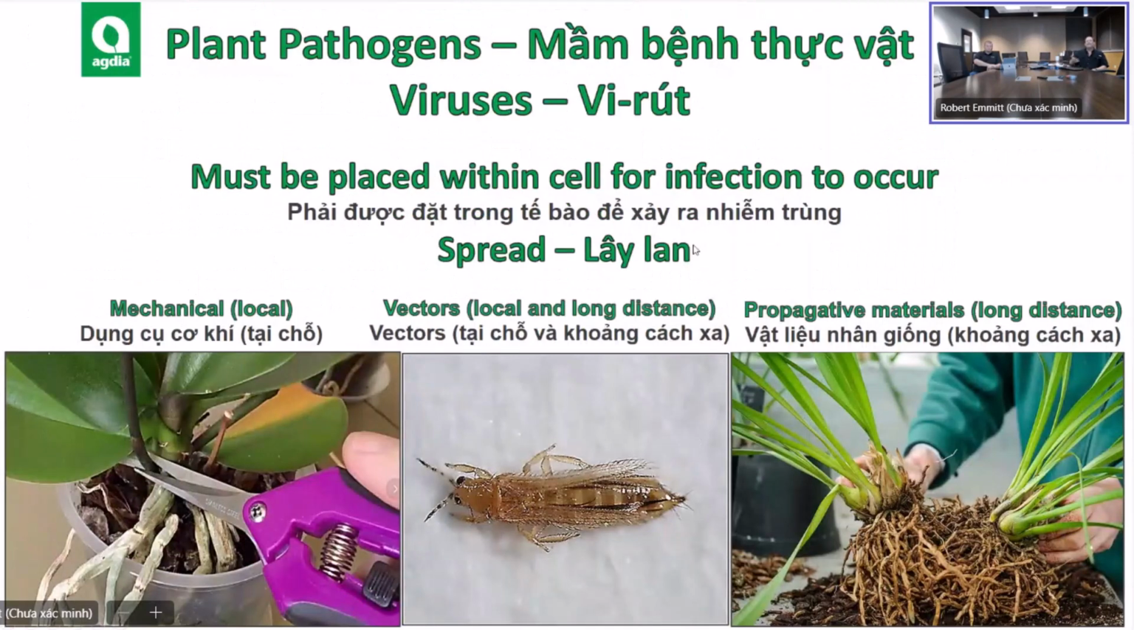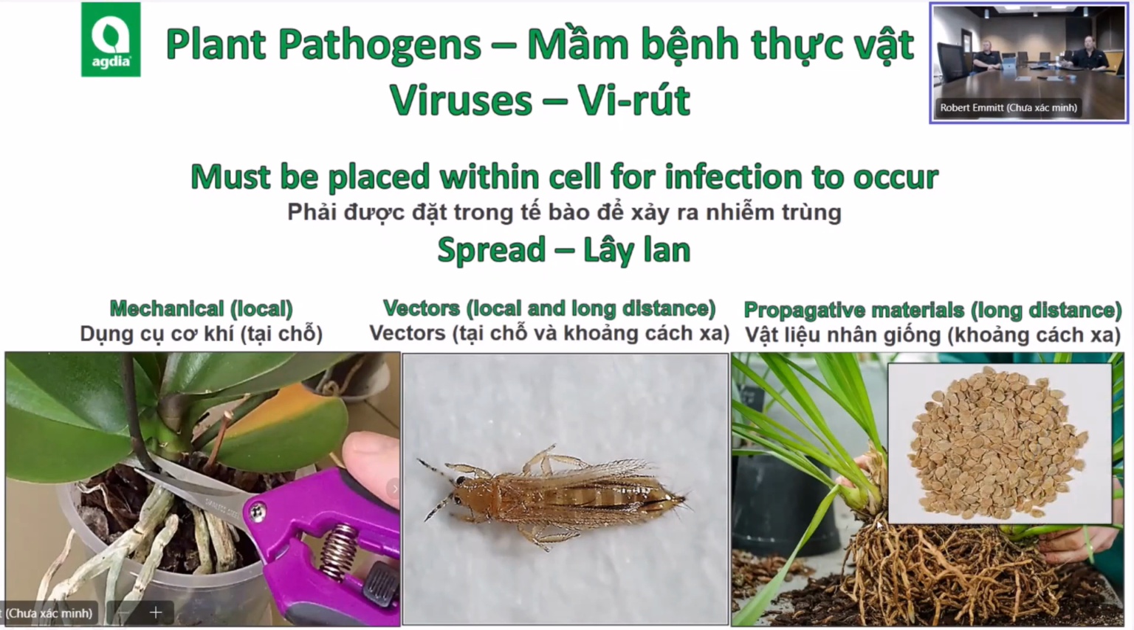Viruses must be placed within the plant cell for infection to occur. And they can be spread in multiple different ways. So you have mechanical, which would be like pruning, tools, things of that nature. That's usually how they get spread locally. You can have insect vectors, which are very important. That can be either local or long distance spread. And then propagative materials. So propagative materials are typically how viruses get spread long distance. And propagative materials can be vegetative or seed.